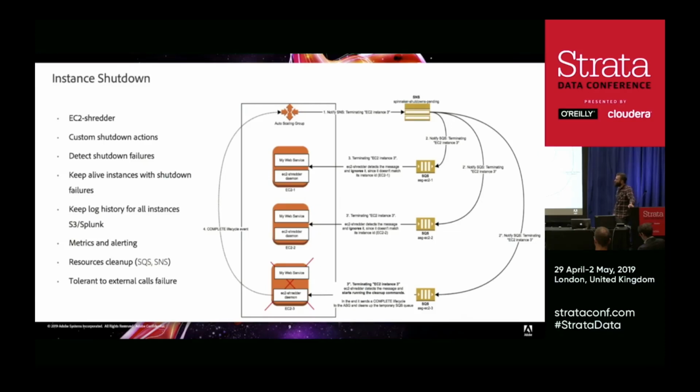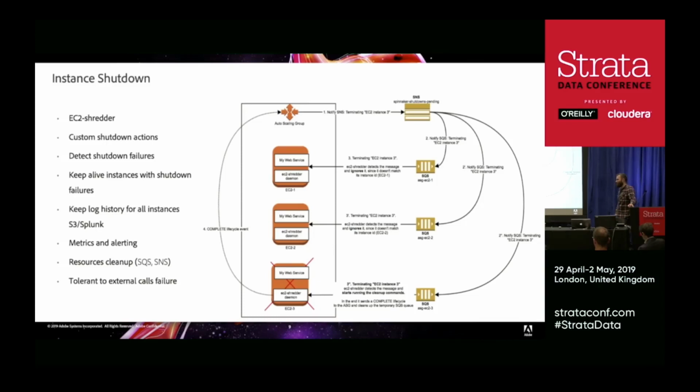To that extent, we have created a simple application that integrates with a nice feature from AWS called Lifecycle Hooks. The Autoscale Group in AWS, which contains all the servers in a given cluster, gives you this feature where it can send a signal to you whenever a server is about to get terminated.